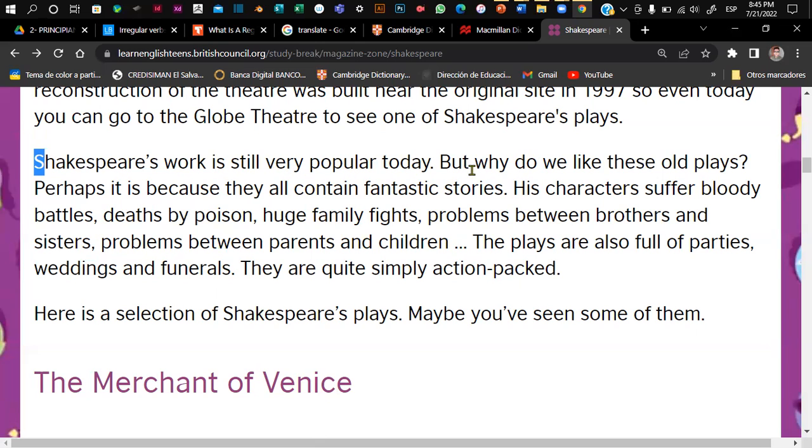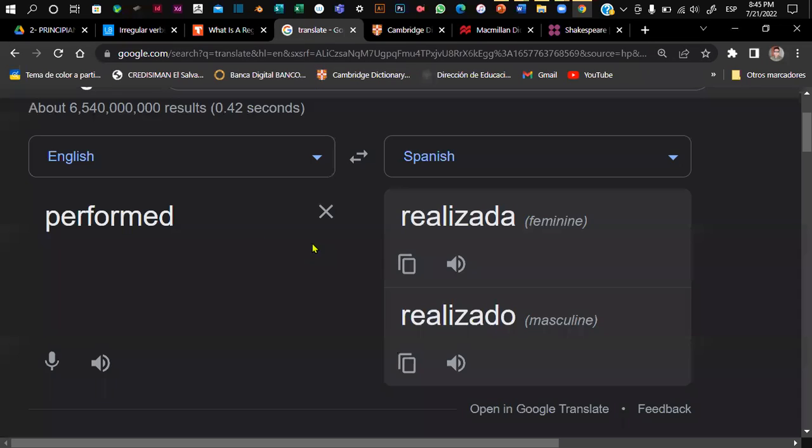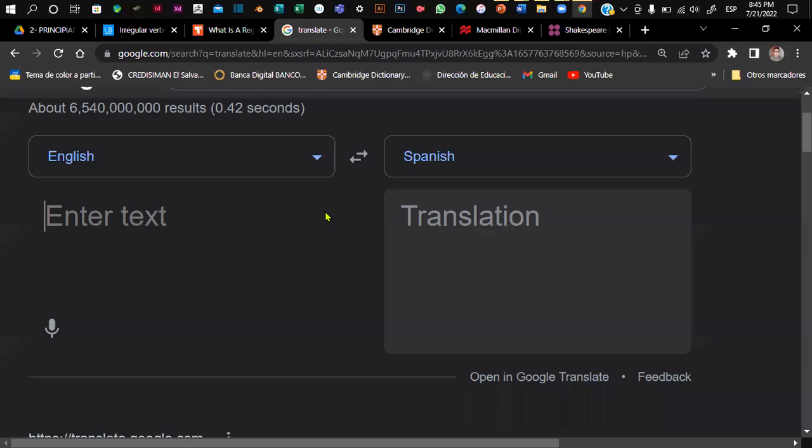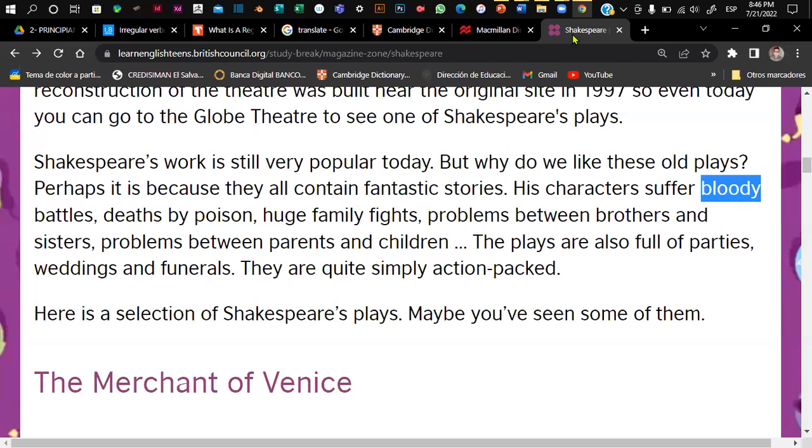Okay, let's repeat this word. Contain. They all contain fantastic stories. Okay, very good. And this one is bloody. Repeat bloody. What is bloody? Yes, bloody. Bloody battles, deaths. Repeat deaths. Death by poison. What is poison? Veneno. Yes, to kill you.